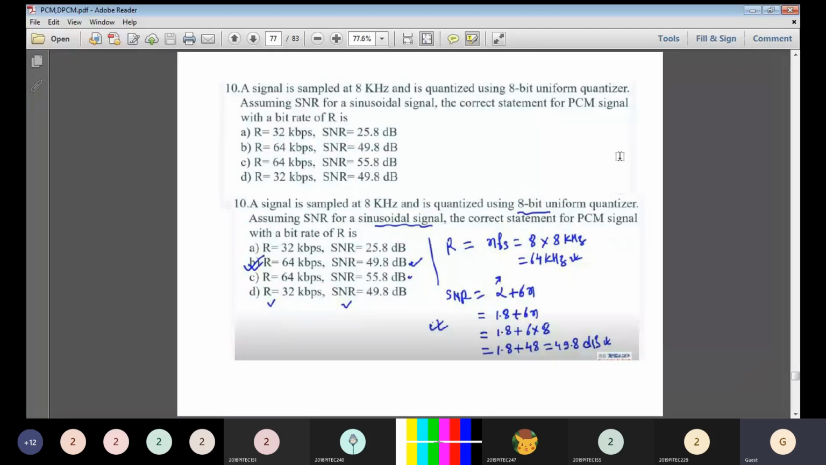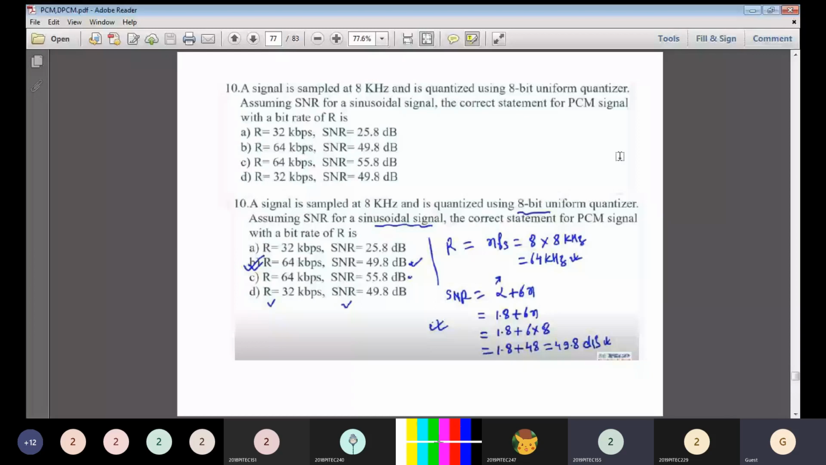Okay. So what are the data they have given? Look at the options they have given: the first option gives the R value and the SNR value. So first we have to write the equation for R, that is R equal to N into Fs. N is the number of bits used. So the value of N equal to 8. Sampling frequency F is equal to 8 kilohertz. So the capital R equal to 64 kbps.